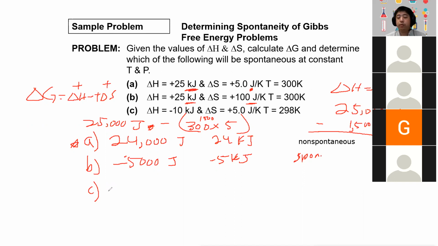Not negative 2,490. Anyone else? So negative 11,490. Again, joules, you can also write this as 11.49 kilojoules. Okay, and this one is also spontaneous.